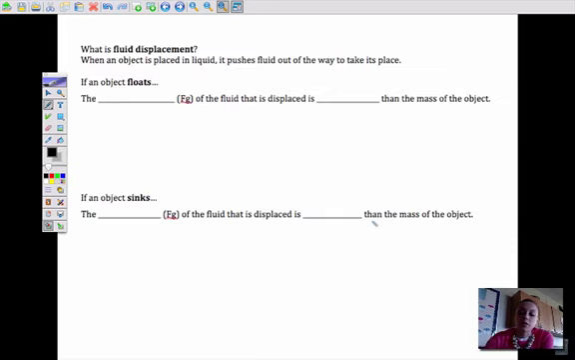Now, we talked a little bit about fluid displacement a couple seconds ago. And fluid displacement is when an object is placed in liquid, it pushes fluid out of the way in order to take its place. So we use the fluid displaced, we make that equal to our buoyant force.